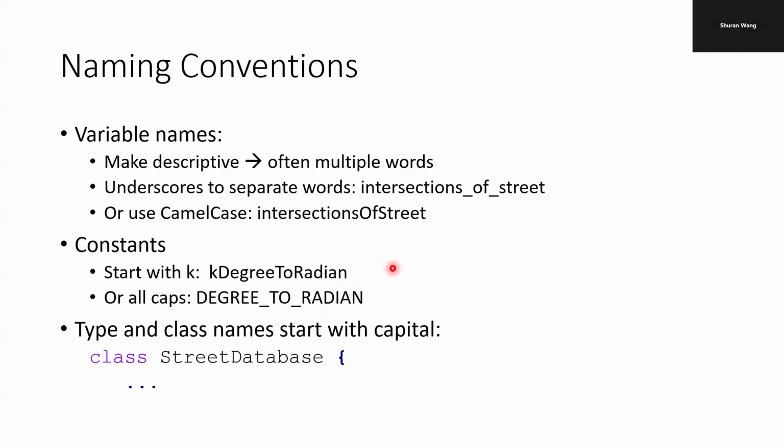For functions, follow the same convention as what we gave. Type and class names should always start with capital and use camel case. Consistency is the key in the naming conventions. So make sure all team members in your group are following the same naming convention.